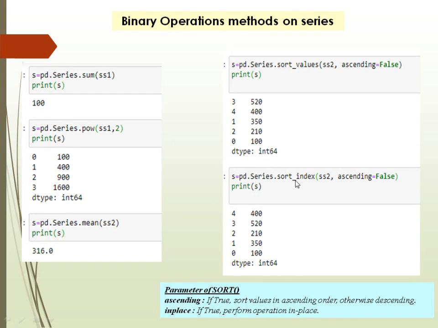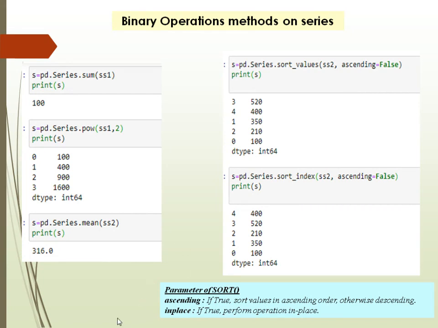Next method is the sort_index method. It is going to sort the values according to their index numbers. Again, if I want to do it in descending order, I have to put ascending equals to False. So all the indices are now arranged in descending order instead of values. Clear? So these are the two parameters. Actually, it has four parameters, but these two are very important. These two parameters are used for the sort_values and sort_index methods.